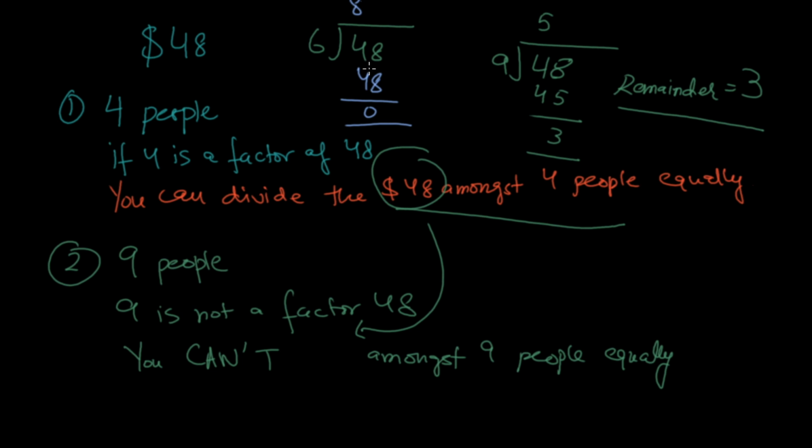This is just one example where you can see how factors come into play in real life. I don't know what the chances are that you will be distributing $48 pretty soon, but in cases where you have to split the bill, for example, if the bill is $48 and you are 4 people, you can say, okay, I know that we can split this equally. But if you're 9 or if you're 11, then you know that since 11 is not a factor of 48, you can't split the bill equally. Somebody will have to pay a little more or a little less.